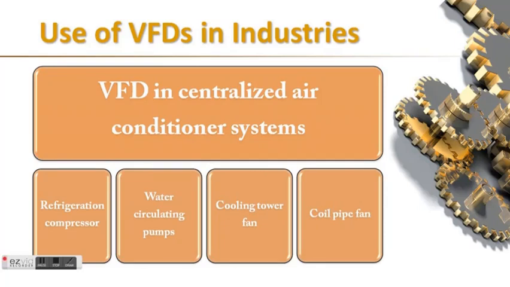VFD in centralized air conditioner systems. The air conditioning system comprises a refrigeration compressor, cooling medium, cooling water circulating system, cooling tower fan and coil pipe fan. The theory of fluid mechanics confirms that the output airflow of the fan is directly proportional to its speed. The output pressure is directly proportional to the square of the speed. The output power is directly proportional to the cube of the speed. The output power of the pump and fan can be reduced through VFDs by controlling their speed. Lesser speed means less output power and vice versa.